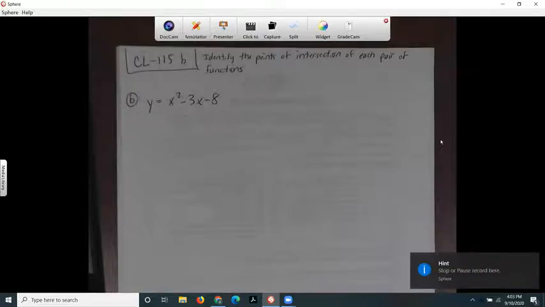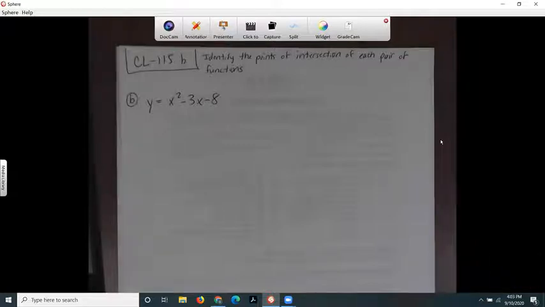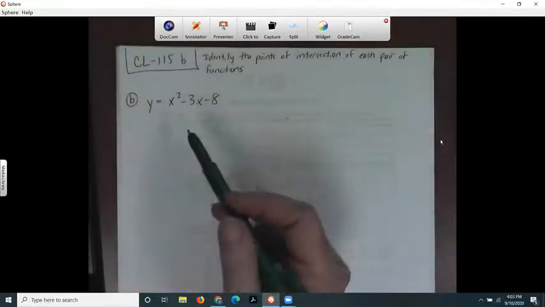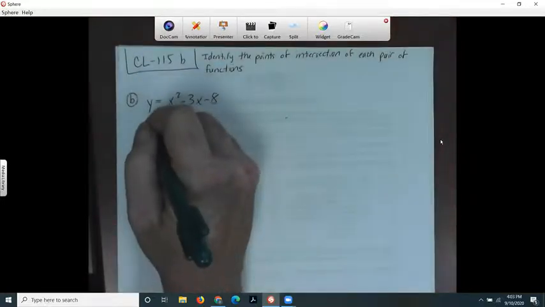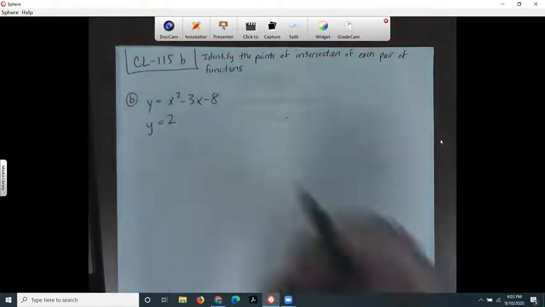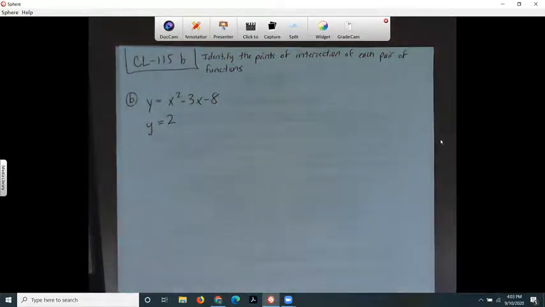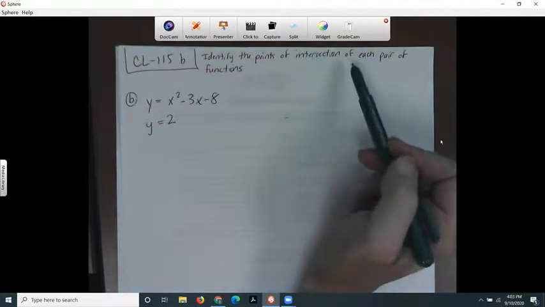Here's Integrated 3. It's problem CL-115b. It says identify the points of intersection of each pair of functions. You only have one function. The other function was y equals 2. Okay, so the points of intersection.